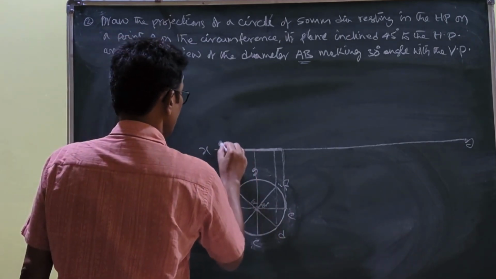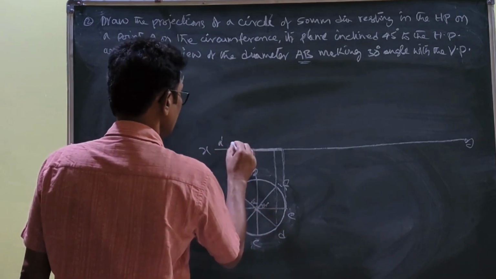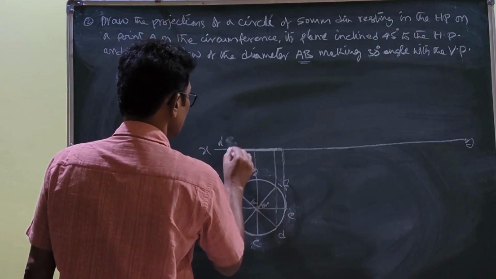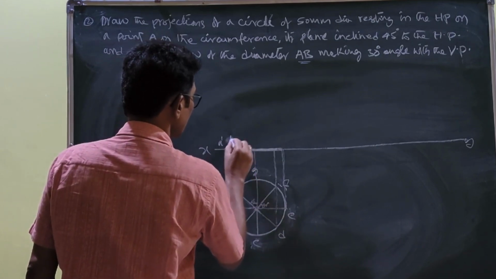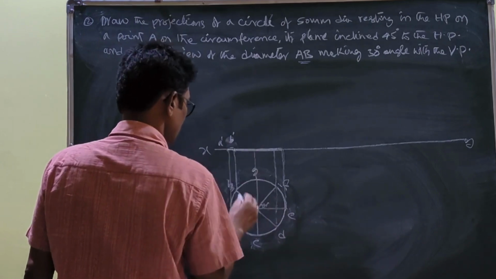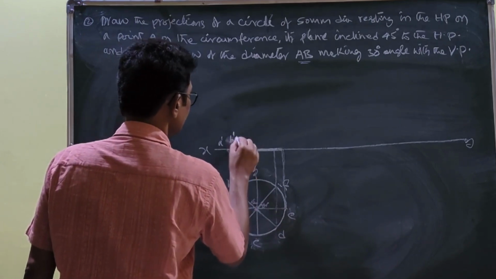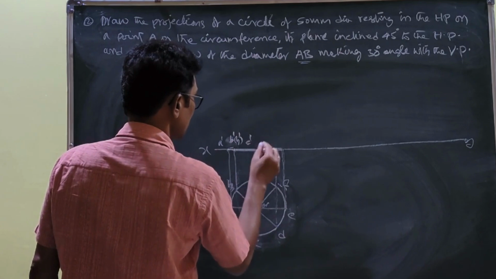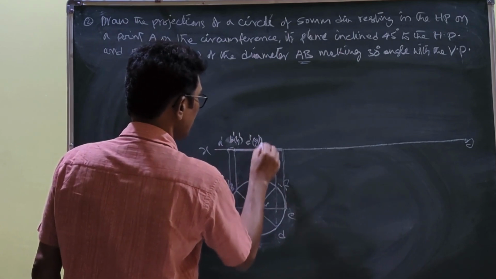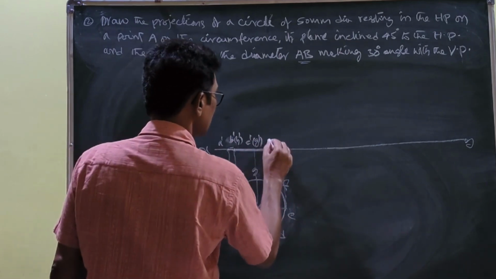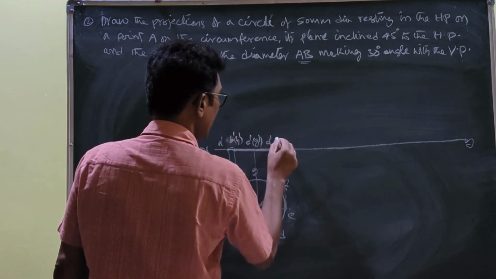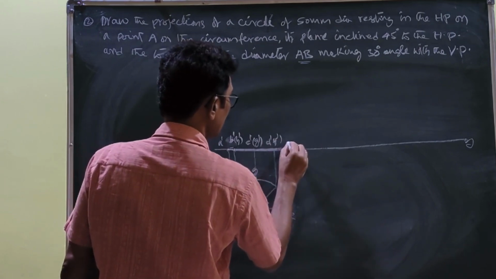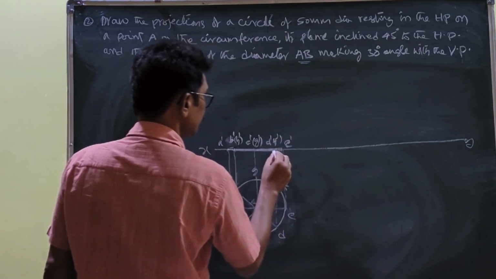This is the A dash. This is the B dash, H dash, put it in bracket. This is the C dash, G dash, put it in bracket, D dash, F dash, put it in bracket. This is the E dash.